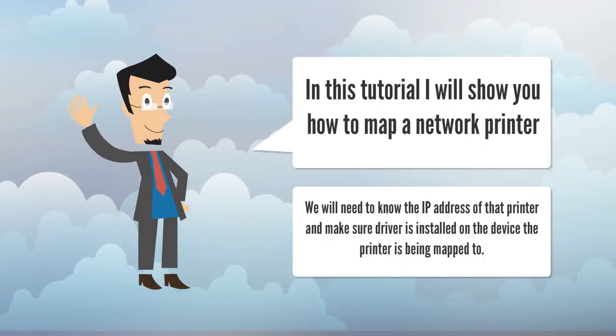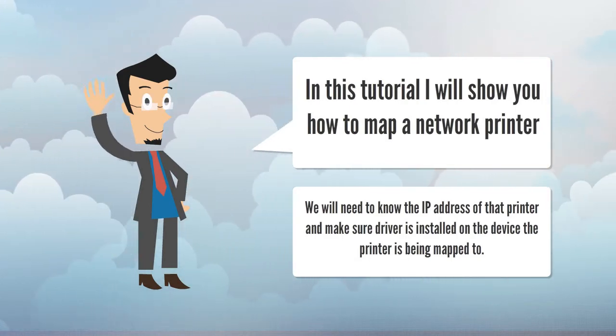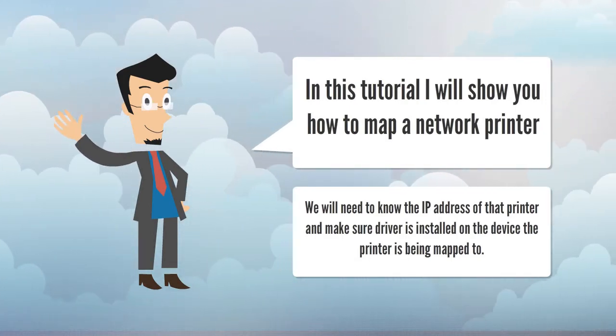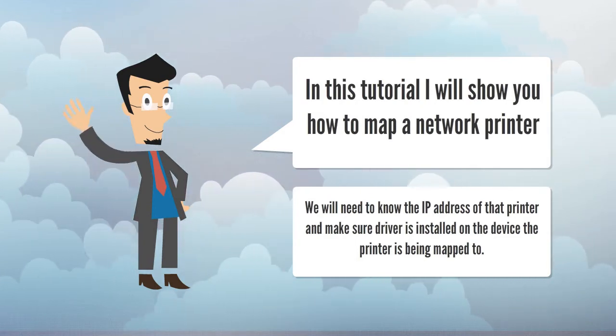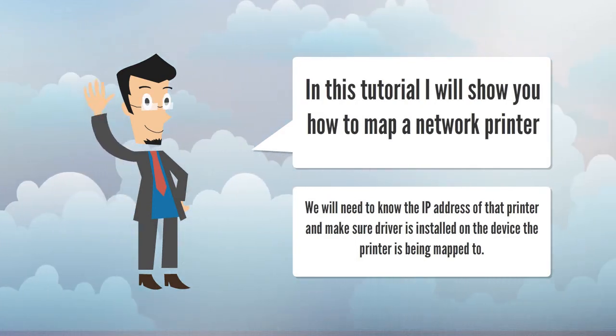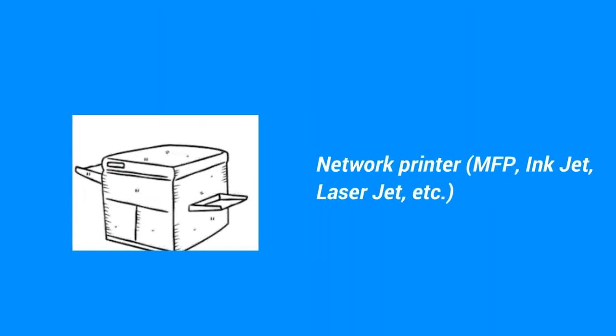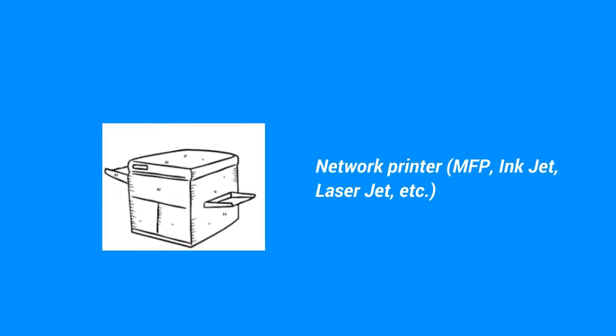In today's video, I'm going to show you how to map a network printer using the IP address. We need to find the IP address on the printer first and make sure the software or the driver is installed on the device we want to map to. I will also show you where you can locate that IP address on the printer itself.